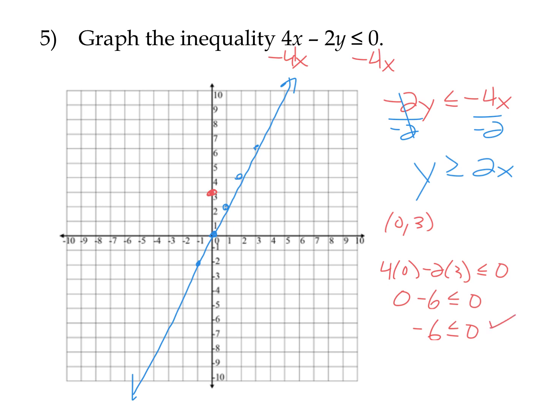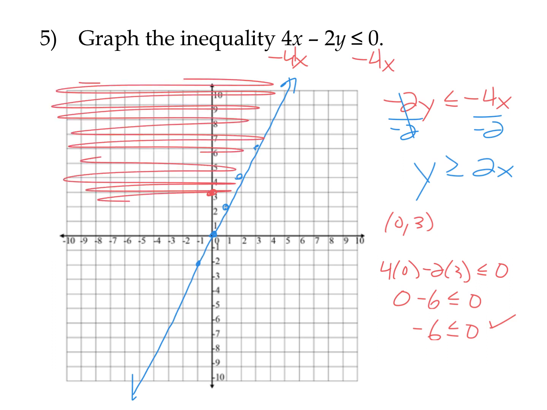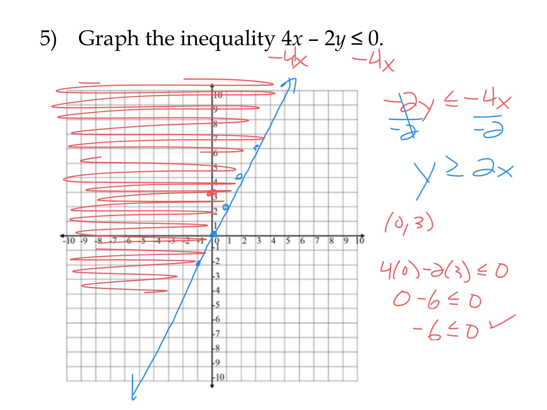That's true. So that means the point that I tested is a solution, and so I want to shade everything on that side of the line. Everything where that point is included because it worked, it was a solution. And so I draw my boundary line, and then I test a point, and that tells me whether I should shade that side where the point is, or if it's not a solution, the other side of the line where the point is not located. And pick any point that's not on the line as a point to test.